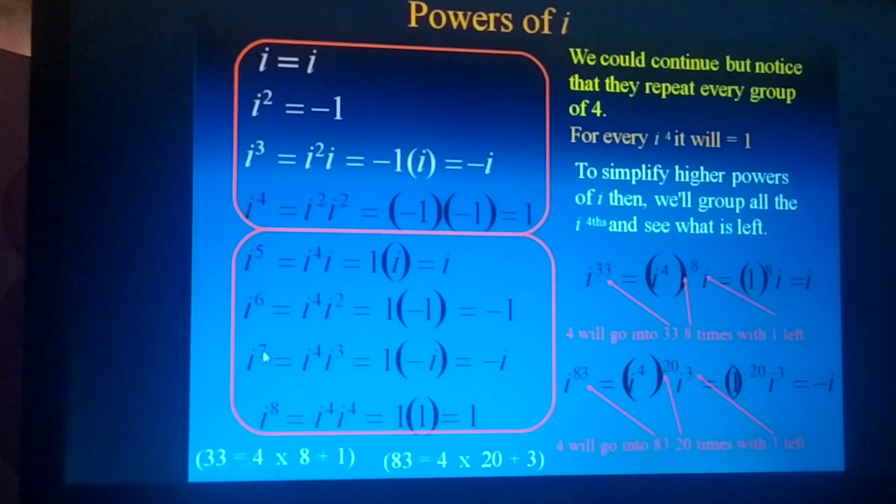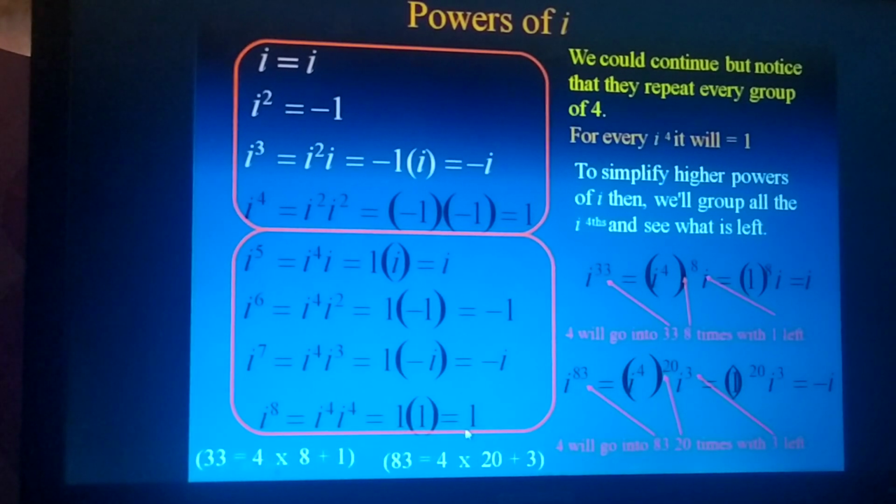i raised to 7 is equal to i raised to 4 into i cube. i raised to 4 is 1 and i cube is minus i, so 1 into minus i is equal to minus i. i raised to 8 can be written as i raised to 4 into i raised to 4. i raised to 4 is 1, so 1 into 1 is 1.